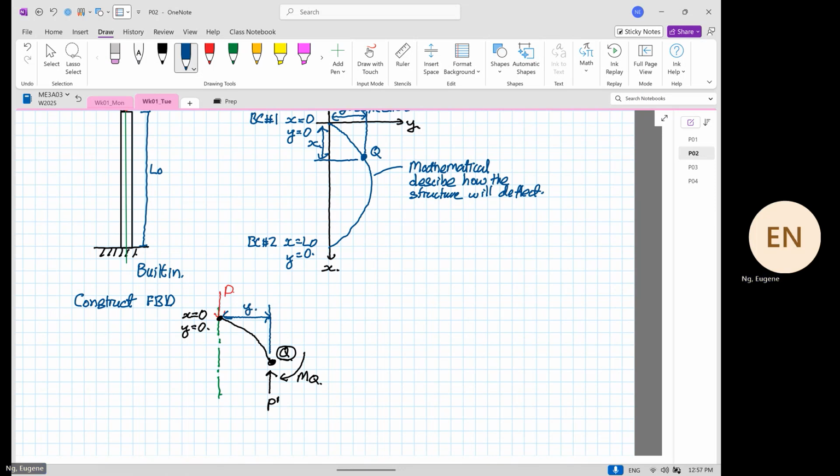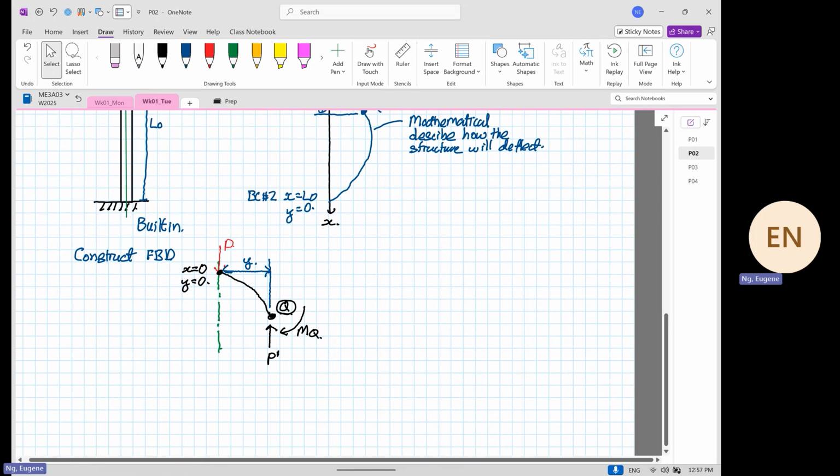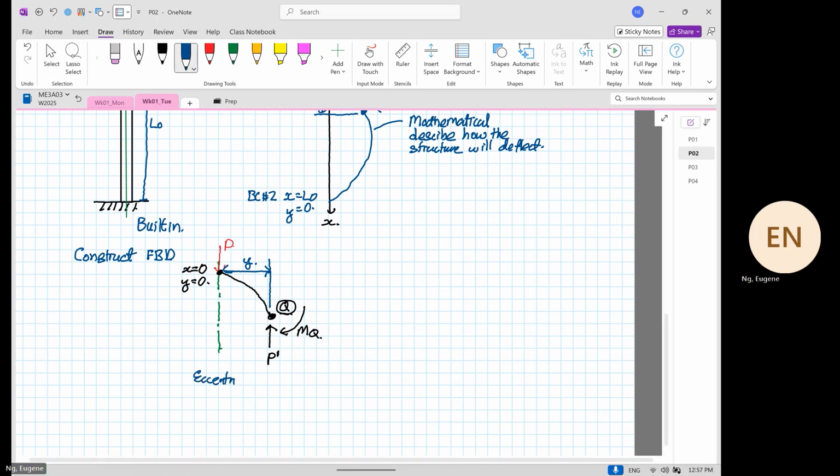Okay? So when you do your bending moment, what we classified this is what? Eccentric, symmetrical, bending. Does this ring a bell to all of you? Yes or no? You have eccentric symmetrical bending.